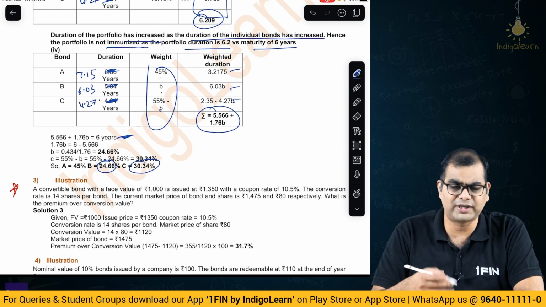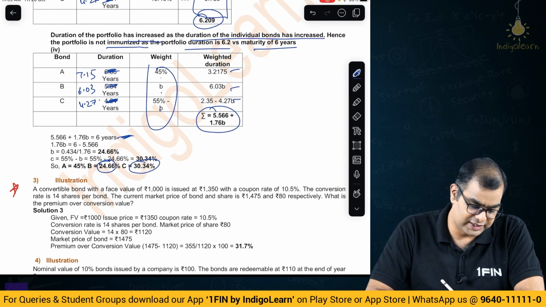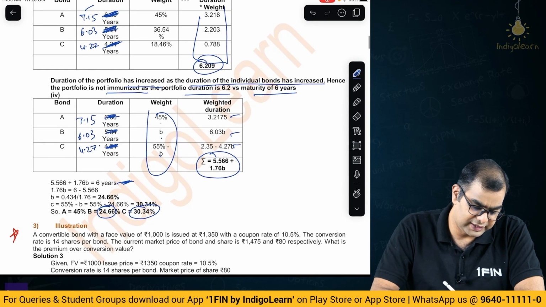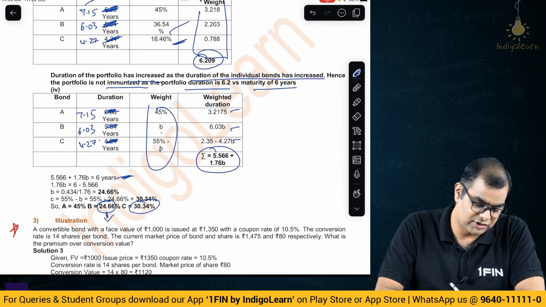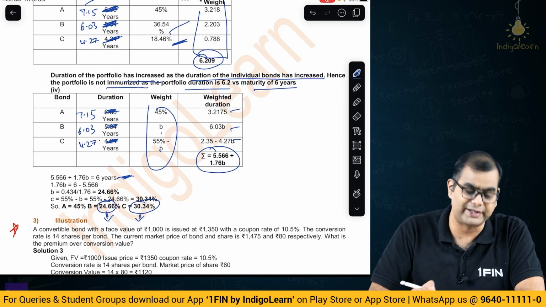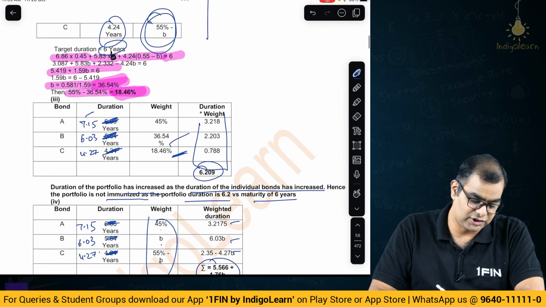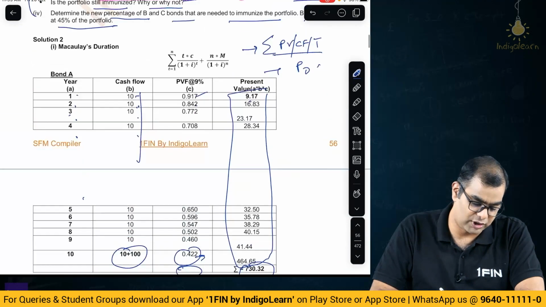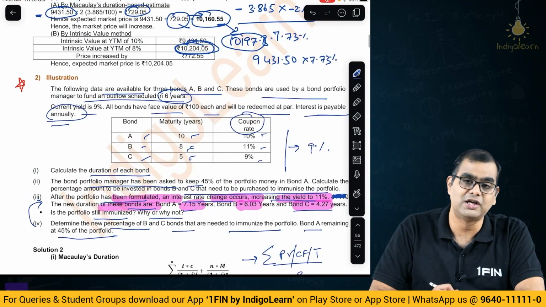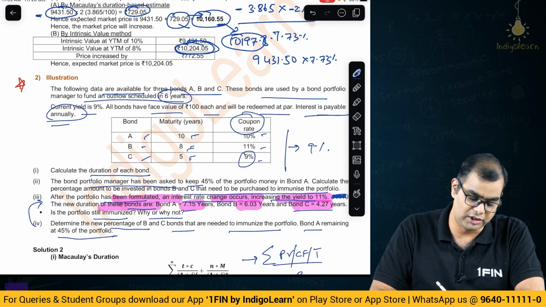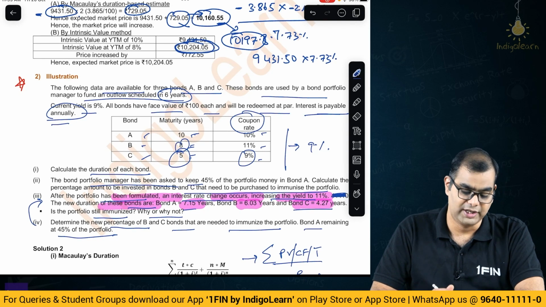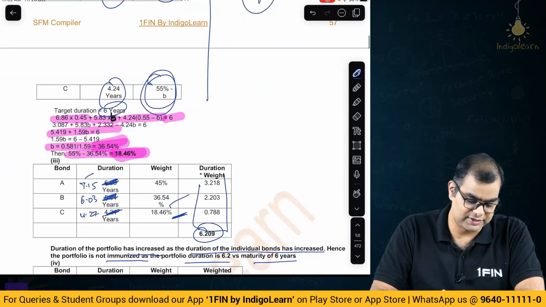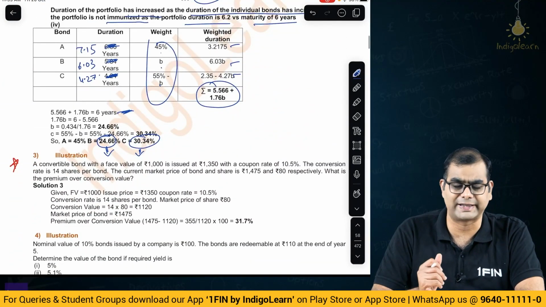So, you undertake the same process. Now, how have the weights changed? Earlier, B was 36, it has now become 24. Earlier, C was 18, now it has become 30. So, the weight of the short tenure bond, C, which is a short tenure low interest rate bond, has actually increased and the long tenure bond has decreased. Okay, so this is how you solve a problem like this. Very interesting question with good practical implications as well.